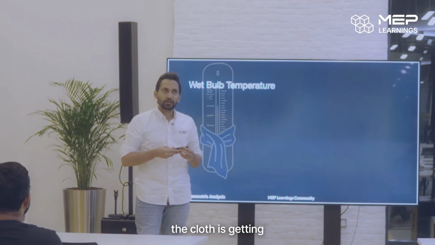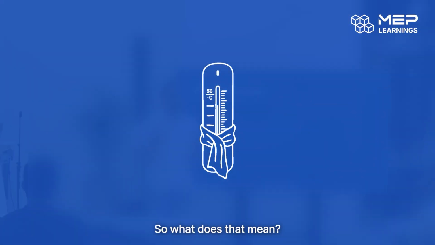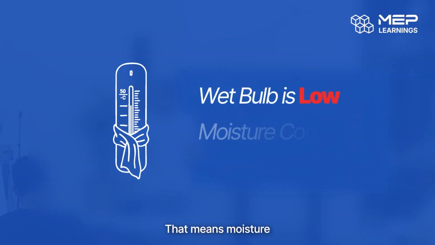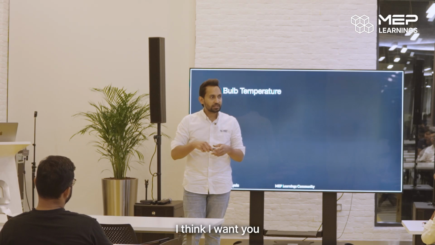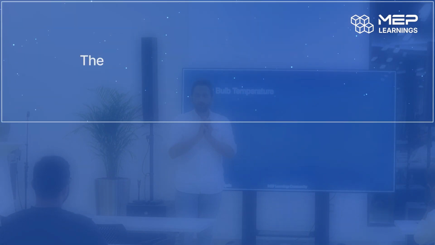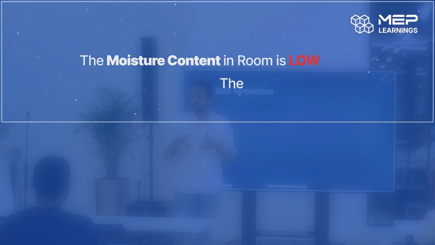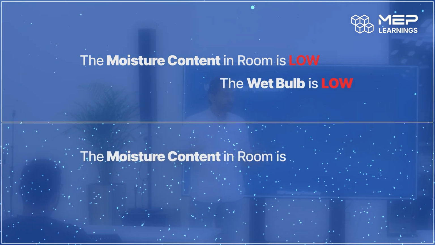So let's say that the cloth is getting dried up easily. So what does that mean? That means wet bulb is low. That means moisture is getting easily evaporated. What does that mean? The room is dry. So khalas, I want you to remember two things. If the moisture content in the room is low, wet bulb is low. If the moisture content in the room is high, wet bulb is high.